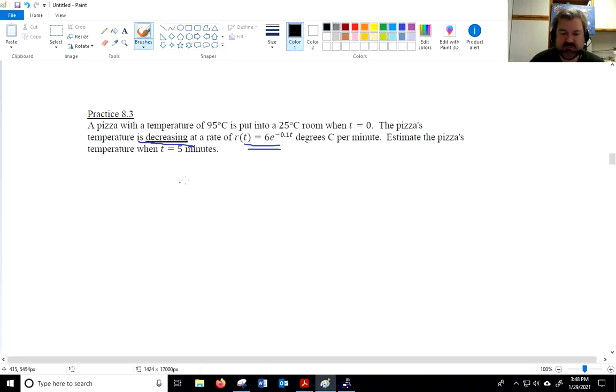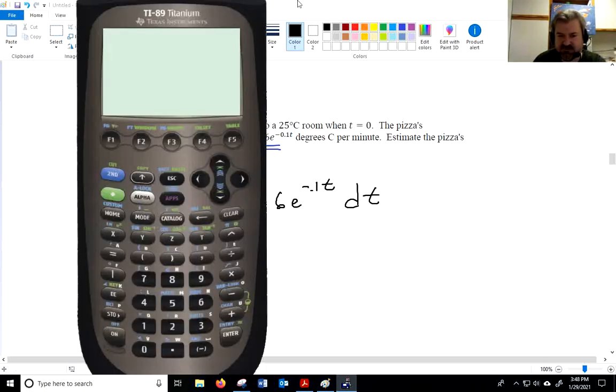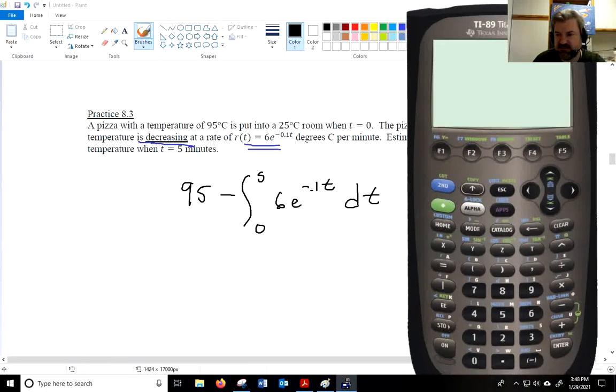How do we do it? We start with the temperature at t equals 0. That's 95 degrees. That's the pizza's temperature. Then we're going to take away, because it's cooling, it's decreasing, from t equals 0 to t equals 5 based on the rate of cooling. Now, this would be something we could actually integrate by hand if we really cared to, but with the e and the decimals and all, this is most likely a calculator problem. Let's go ahead and do it.